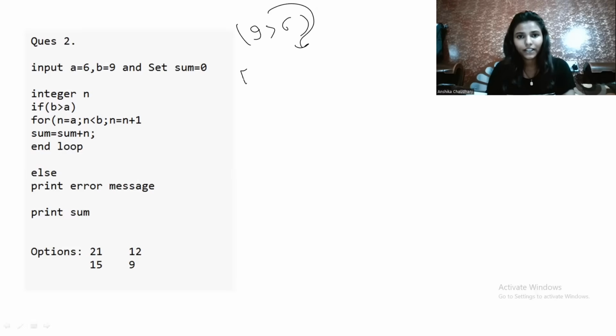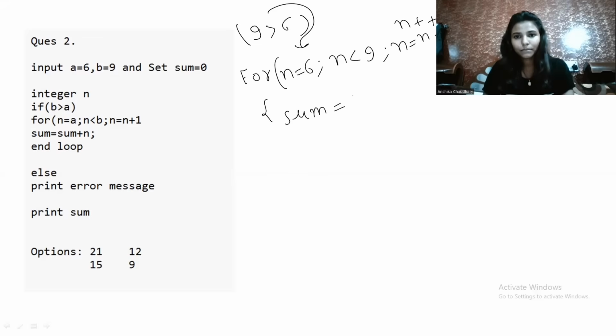So in the if part, we have a for loop. N assign a. So what is the value of a? A is 6. Then n is less than b. So what is the value of b? B is 9. Then n is equals to n plus 1, or we can say n plus plus, right? So in the for loop, what operation is being performed? Sum is sum plus n. Okay, sum plus n, and then end loop.